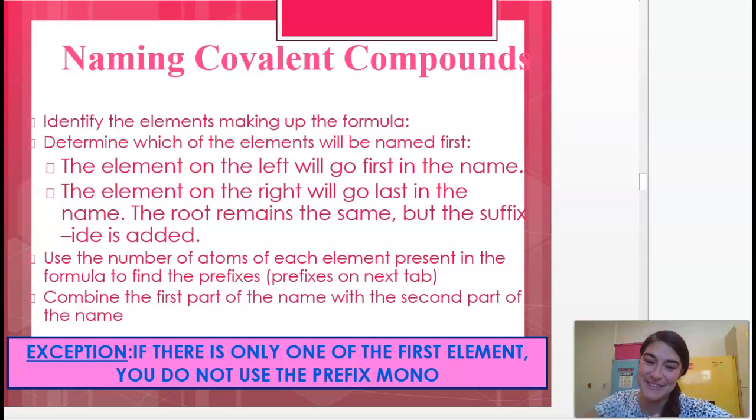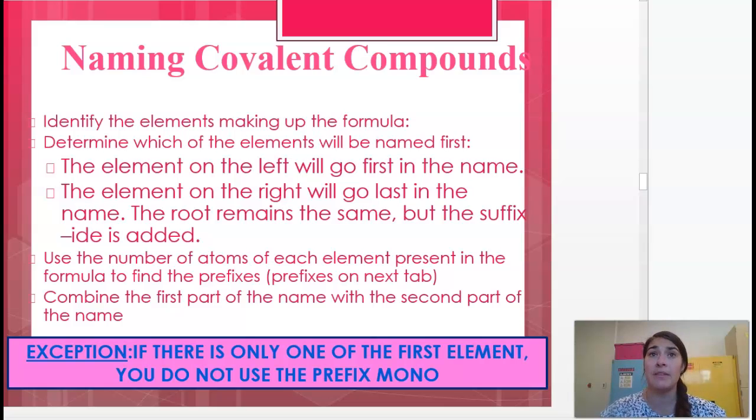All right, so hopefully you took the time to actually read through this, okay? Again, the idea is that you're going to identify the elements that you see. So do you see nitrogen and fluorine, oxygen and sulfur, bromine, iodine, whatever. So identify them. The element that is listed left in the formula, you name it first. Okay, and then the element on the right gets named second. And just like before, you are going to add that ending IDE. And then it says use the number of atoms of each element, and you're going to include a prefix.